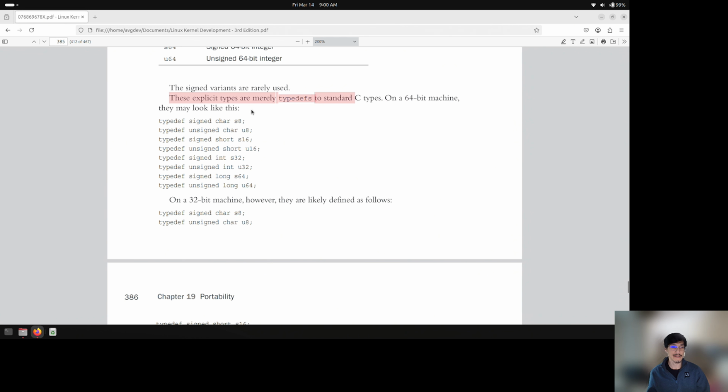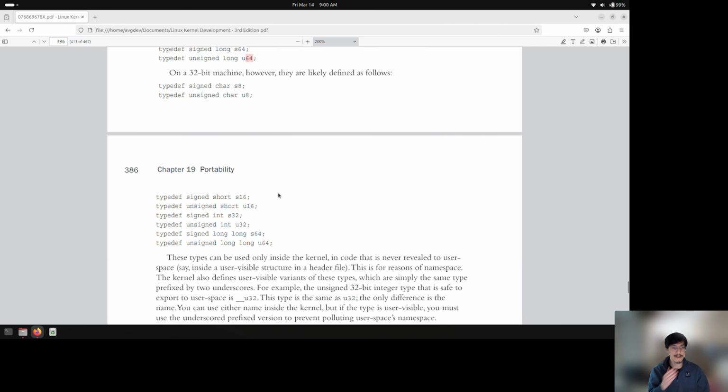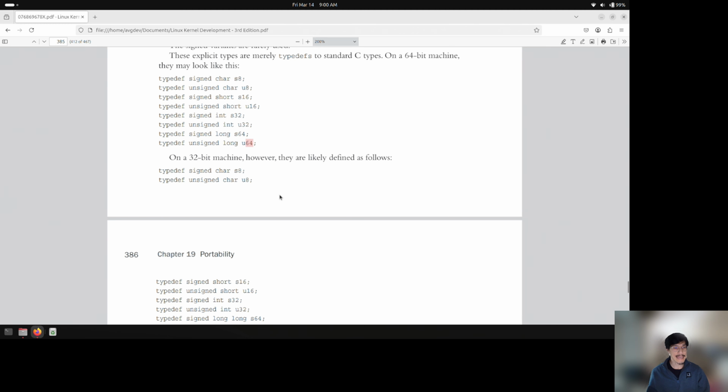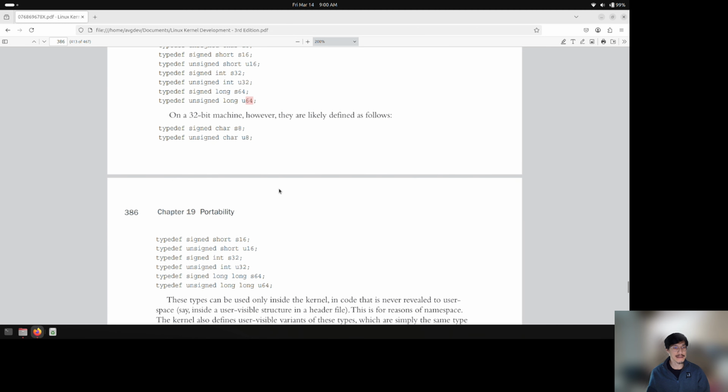On a 64-bit machine, they may look like this. Typedef signed char is going to be s8. Typedef unsigned char is u8. And then when we get down to long, it'll be s64, u64. And then the same thing for a 32-bit machine, it's more or less the same thing, except that it's long long for s64 and unsigned long long for u64.